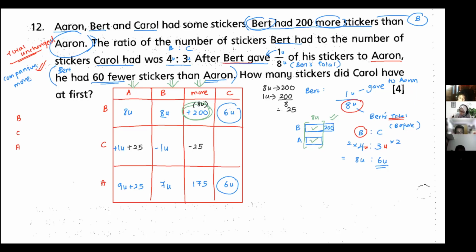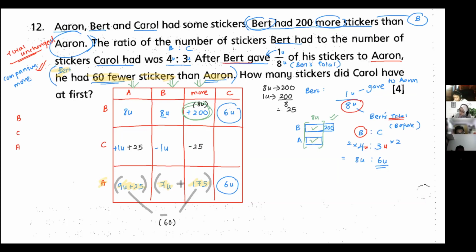Okay, now let's look at the last portion here. Bert had 60 fewer stickers than Aaron in the end, right? This is my after, correct? So let's look at after. Let's look at Bert and Aaron, this portion. We're going to compare them. So when I say compare, it means this and this together. 7 units, there's a plus there. Okay, so we're going to compare this information. Compare means minus. Okay, so when I minus, you know that this will be a 60 answer.